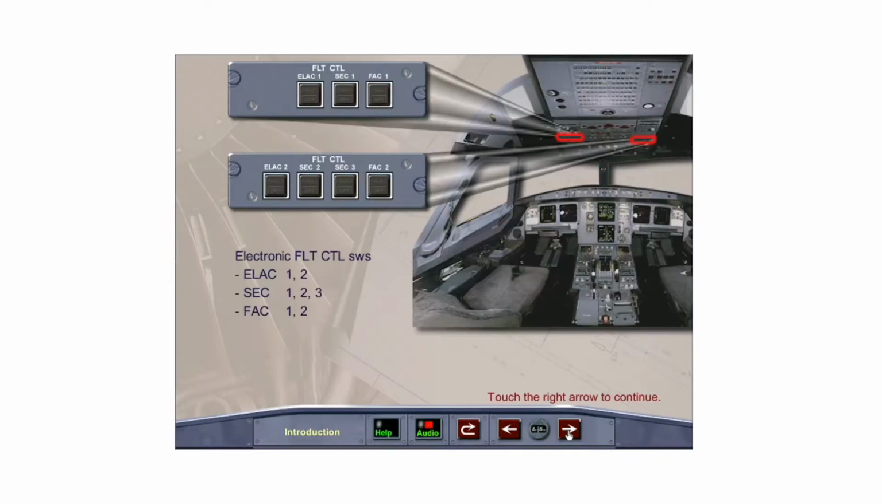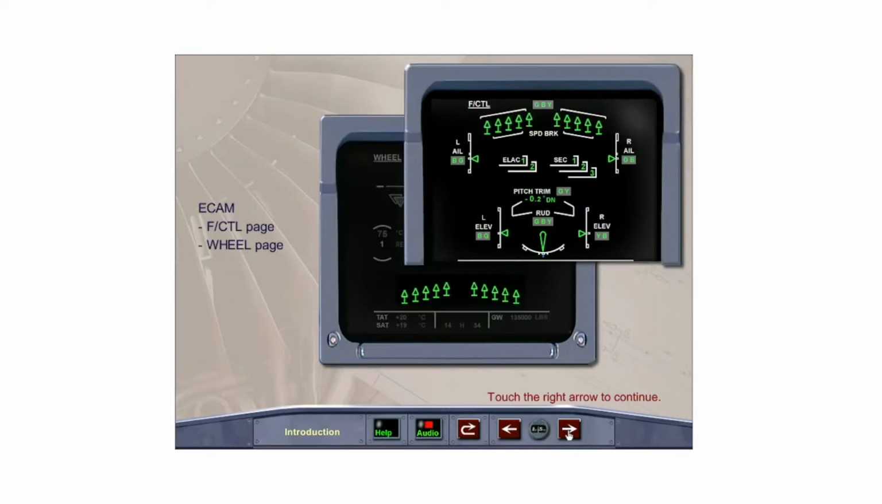The electronic flight control switches are located on the left and right sides of the overhead panel. The ECAM flight control page is displayed automatically with certain flight control faults and can be selected at any time with the flight control push-button switch on the ECAM control panel. The ECAM wheel page also duplicates the ground spoiler status.